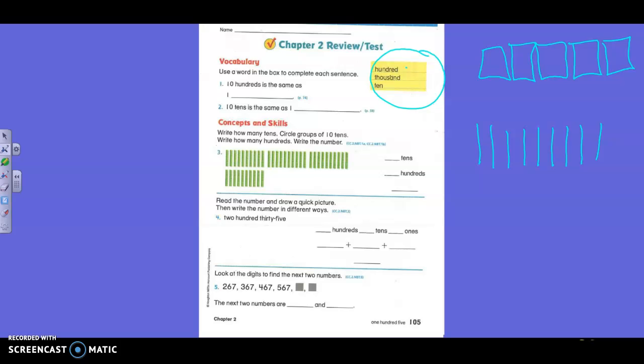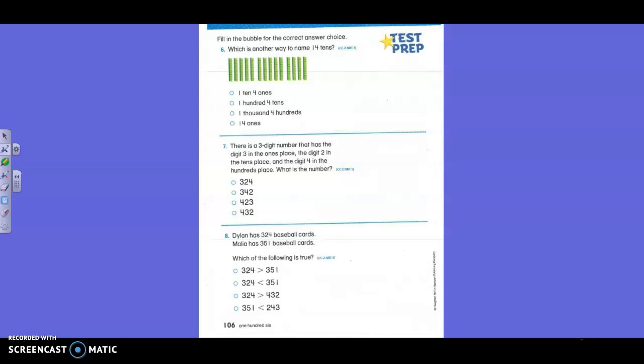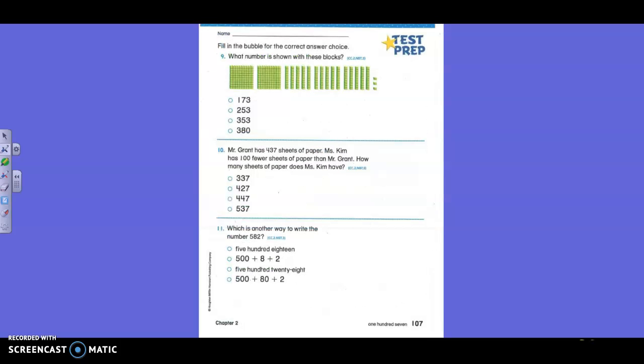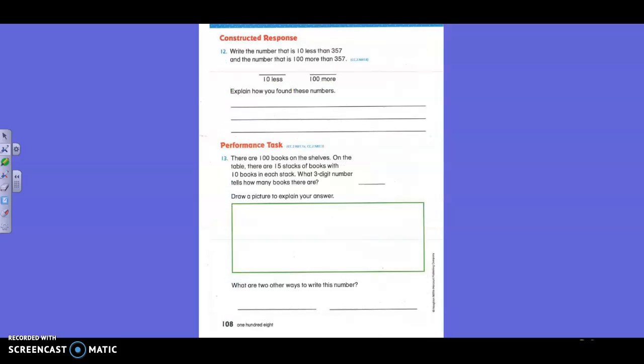Okay? On this, number 5, you're looking at the digits to find the next 2 numbers. What are they jumping by? Tens or hundreds. See which one's changing to see what the next 2 numbers will be. Does this all make sense? Yes. Okay. Then you're answering these questions. And then the last page, we will do this together right now. Okay, so turn it all the way over. Boys and girls, this page right here is going to be a lot like the last page on your math test, okay?